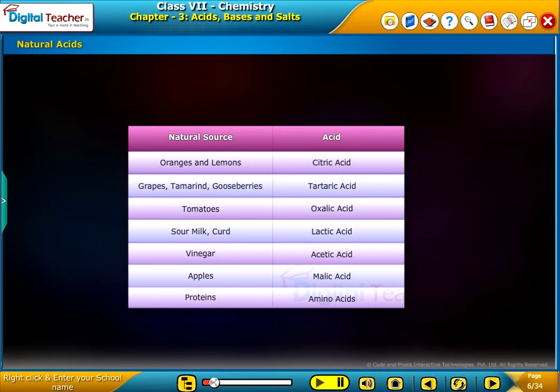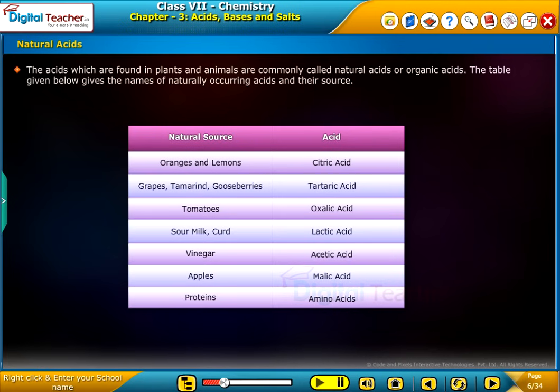Let us know about natural acids. The acids which are found in plants and animals are commonly called natural acids or organic acids. The table given below gives the names of naturally occurring acids and their source.